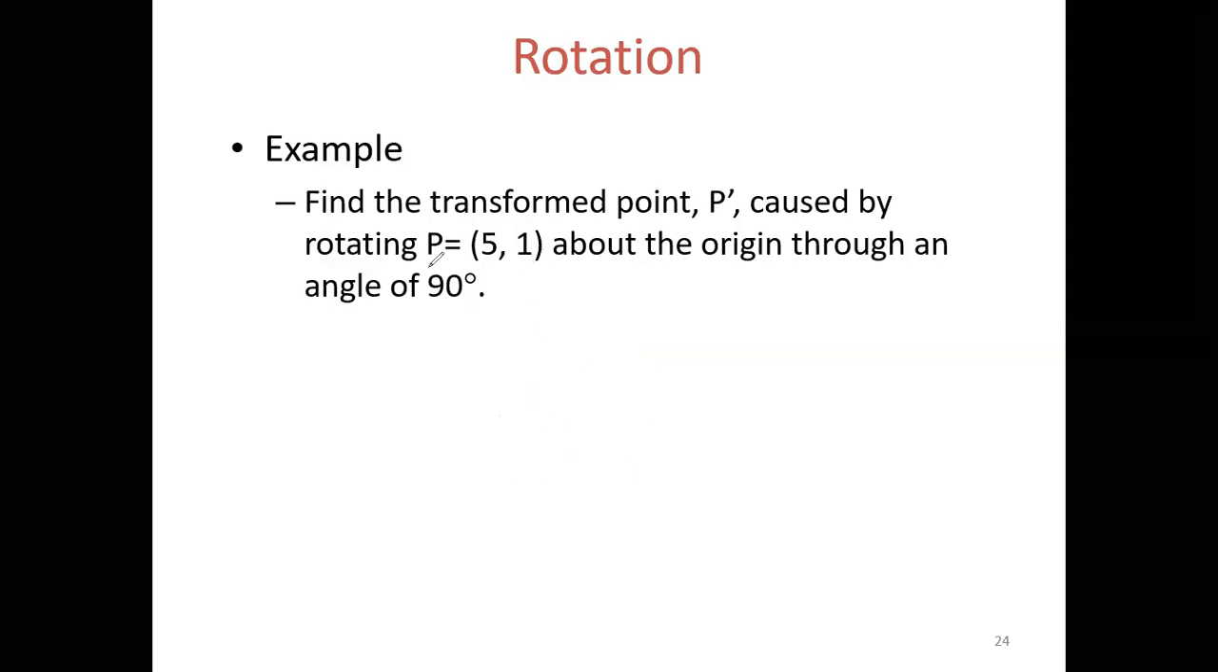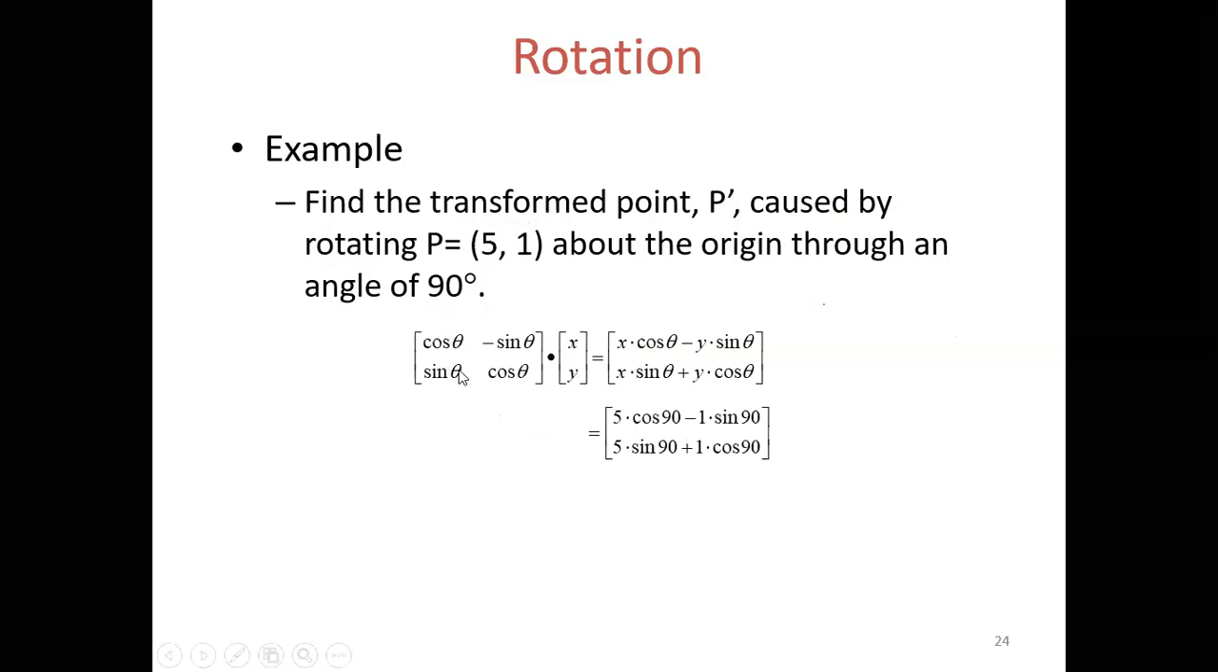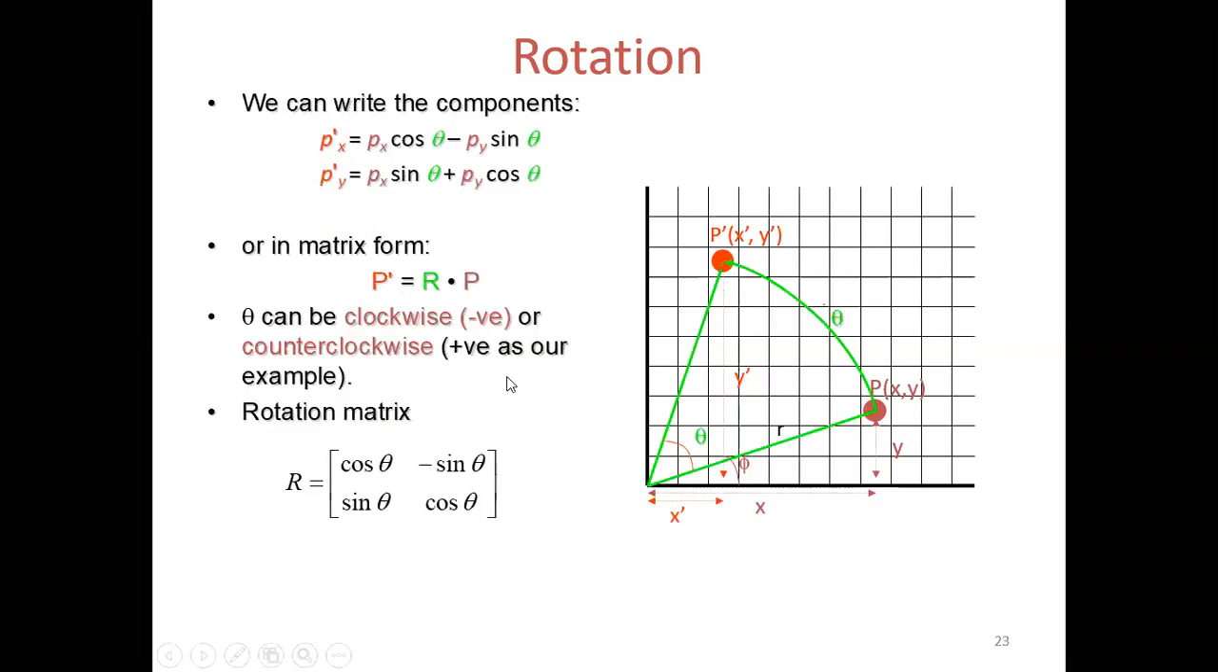Now we want to apply this 90 degree rotation to the point (5, 1). How will it work? Let's see a mathematical example. First, we have to write the rotation matrix R, that is cos theta, minus sin theta, sin theta, cos theta. Where did we get this rotation matrix? Just from the previous slide.